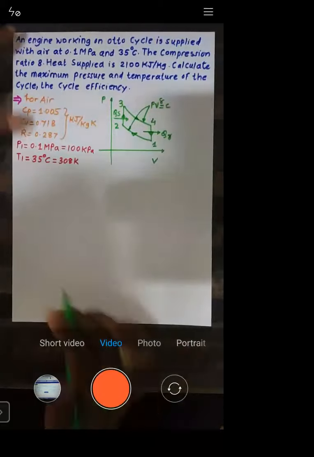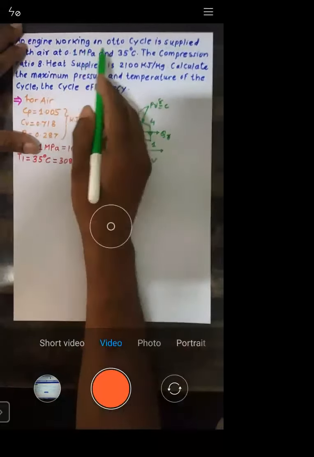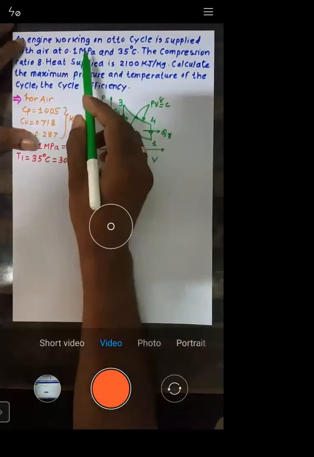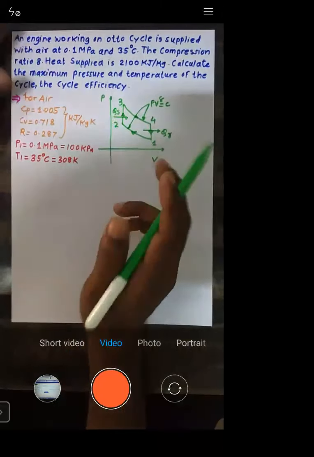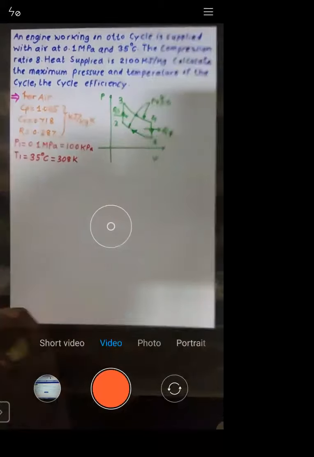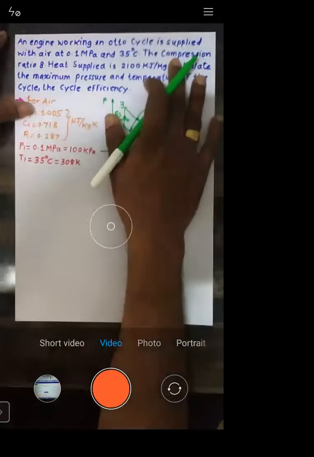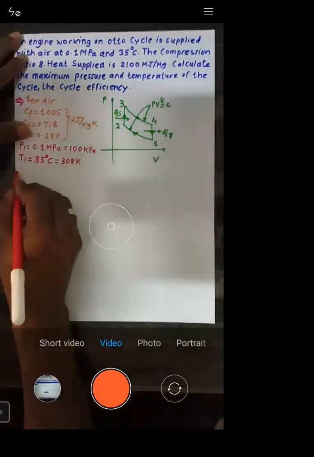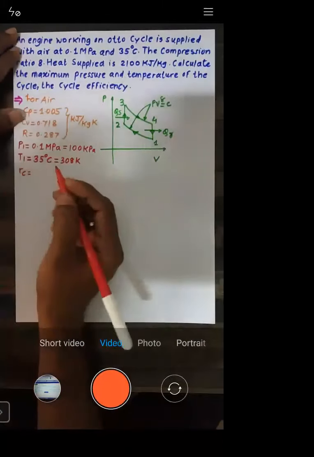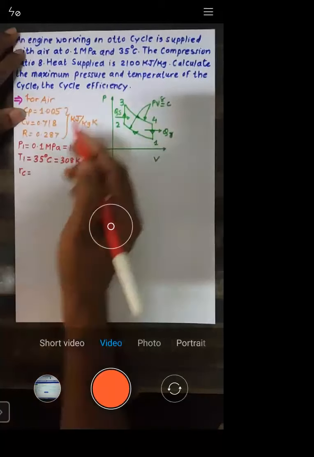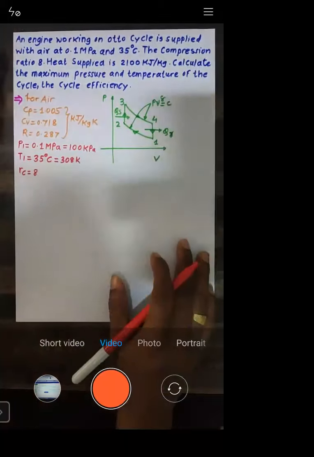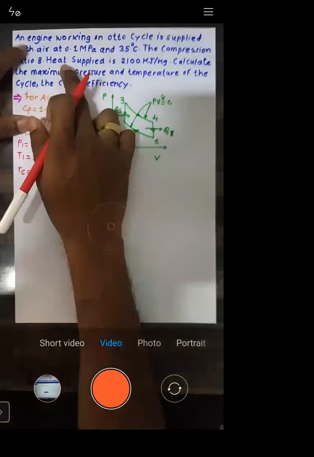So an engine working on the Otto cycle is supplied with air at 0.1 megapascal and 35 degrees Celsius. So at point number 1, this is the pressure and this is the temperature. The compression ratio is 8. Now this is very important. We have defined the compression ratio Rc, and Rc is 8, right? Next, heat supplied is 2100 kilojoule per kg.